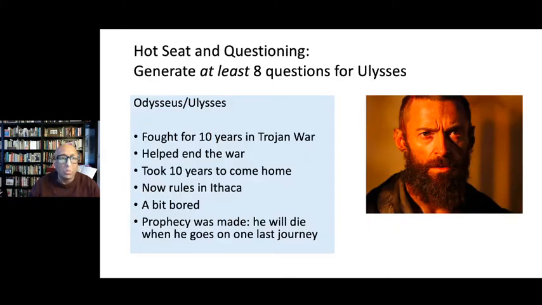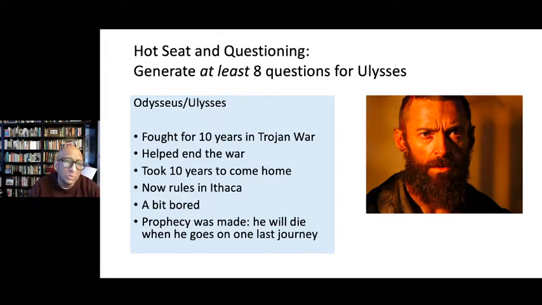Okay, so what we're going to do, now this is my original lesson, it's going to be a bit tricky when you're away, but we're going to try it. Here are some things you've got to know about Odysseus/Ulysses. He fought for 10 years in the Trojan War. He was the one that helped end it, but he took 10 years to come home. He's now in Ithaca, and he rules, but he's a bit bored. After all these adventures, 10 years of fighting, 10 years of journeying, he gets home, and he's a little bit bored. And there was a prophecy made that he wouldn't die at home, that he would die in another country. So these are the things you need to know about this character, Ulysses.